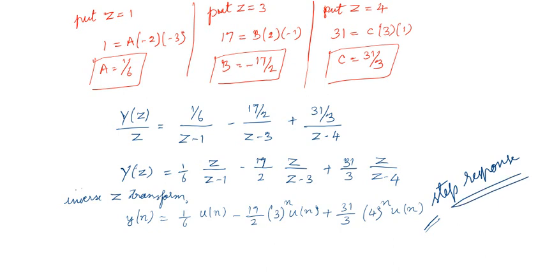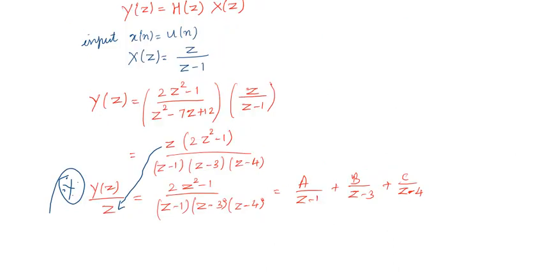Okay, like this, for any input you can obtain the response. The only thing that changes here: for impulse response we used delta of n, and for step response, for X of z, I will put z by z minus 1. Just by changing the input, we can obtain any output.